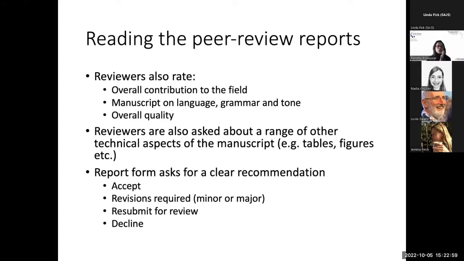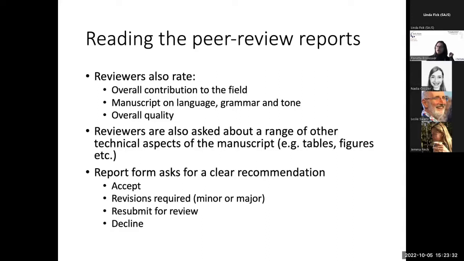So they are also asked to rate what they think is this paper's overall contribution to the field, you know, whether it's excellent, good, or poor. They are asked to provide commentary on language, grammar, whether appropriate or not, and on the overall quality of the manuscript. Okay, reviewers may also be asked questions about a range of other technical aspects of the manuscript, tables, figures, that kind of thing.